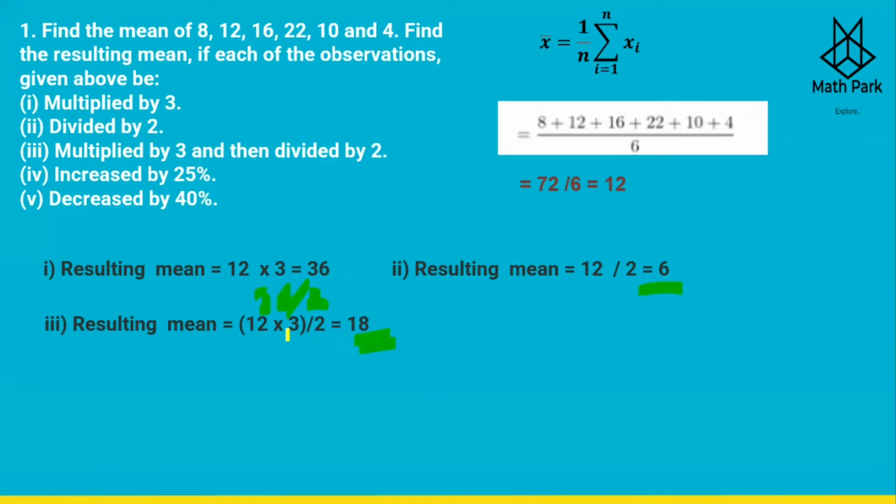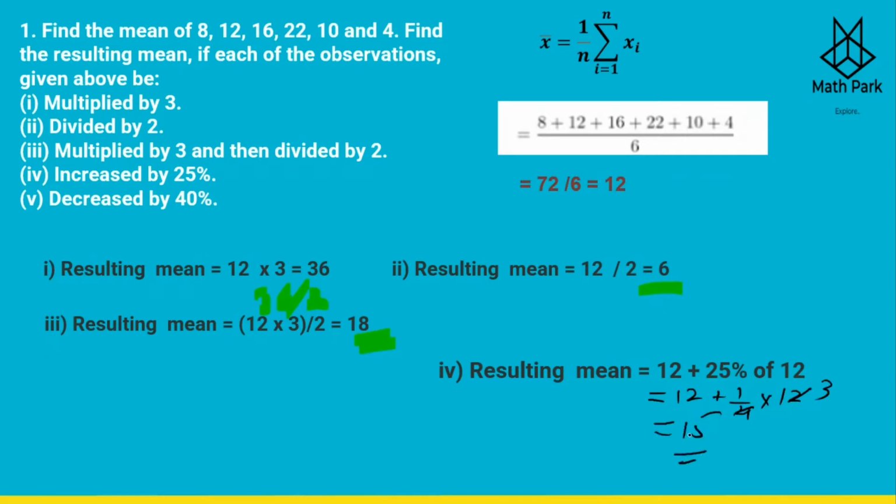Then if it is increased by 25%, which is 12 plus 25% of 12. 25 by 100 becomes 1/4 of 12. So 4 ones and 4 threes are 12. So 12 plus 3, 15 is the resulting mean when it is increased by 25%.